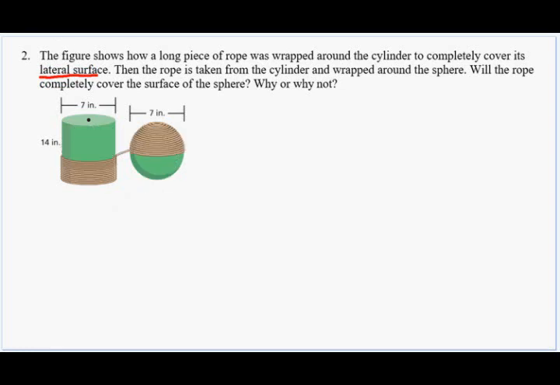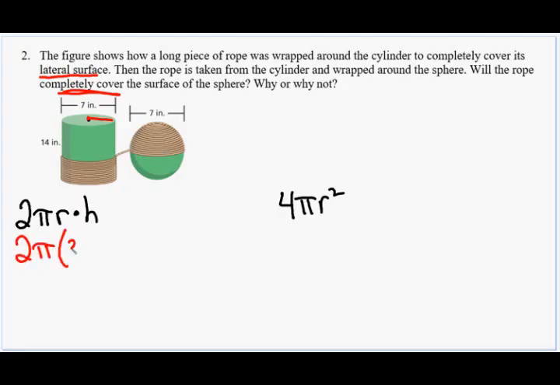So let's look at our surface area formulas. Here we only need the lateral surface area, and that's going to be circumference 2 pi r times the height of our cylinder. And then our sphere is just 4 pi r squared. The radius is going to be the same. This is 7, so our radius is 3.5. Same for the sphere. So here we've got 2 times pi times 3.5 times the height of 14. And we're going to say, is that greater than or less than 4 times pi times 3.5 squared.